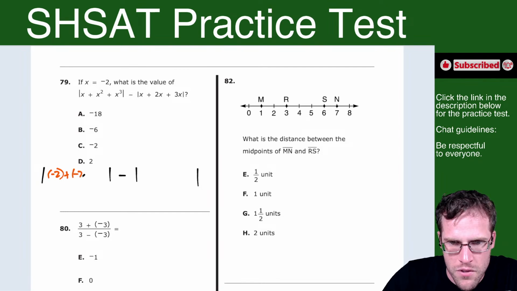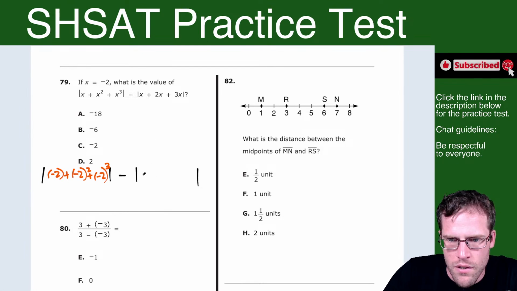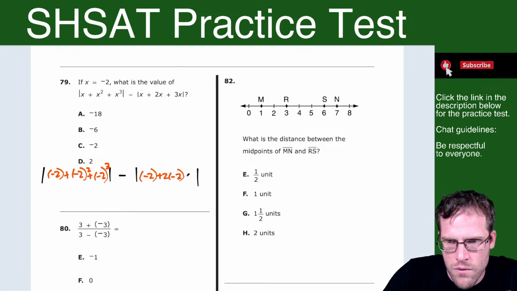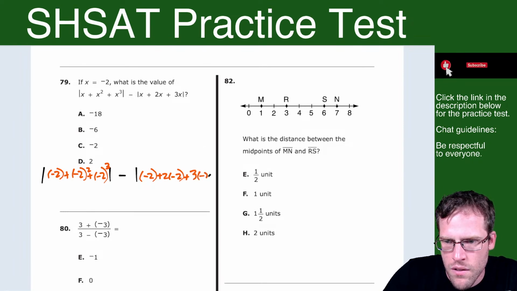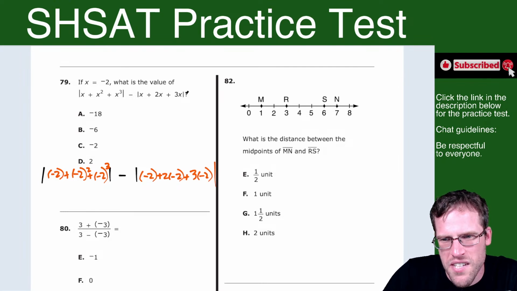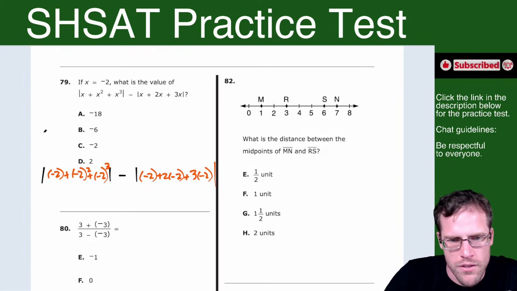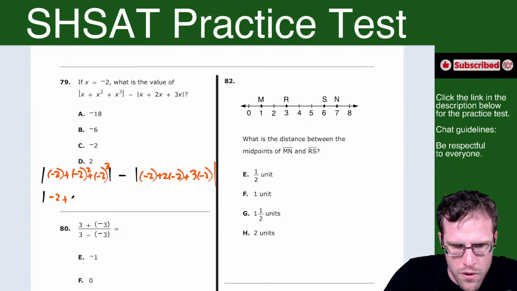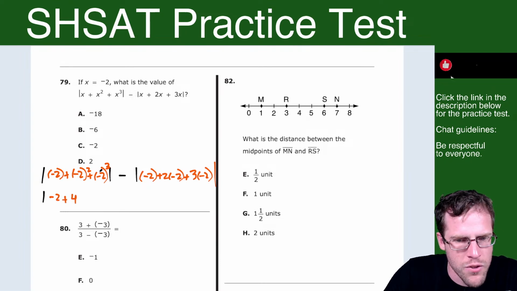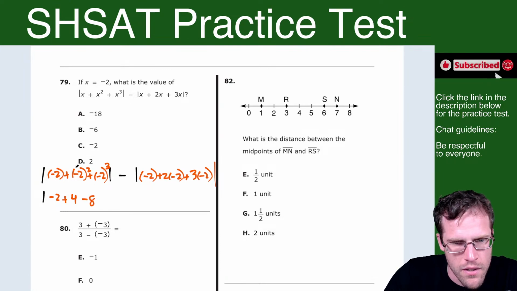So you got -2 plus negative 2 squared plus negative 2 to the third minus, we've got negative 2 here plus 2 times negative 2 plus, let me move that over, plus 3 times negative 2. I mean, I could have just called this 6x. That might have been easier, but whatever. I'm already committed now. Okay, so this is negative 2 plus 4. And then negative 2 times negative 2 is 4, but times another negative 2 is minus 8.